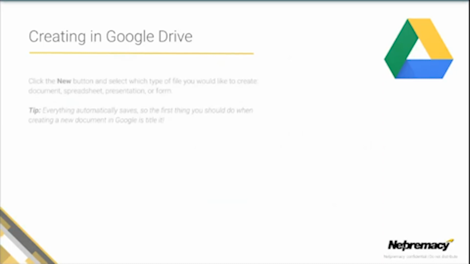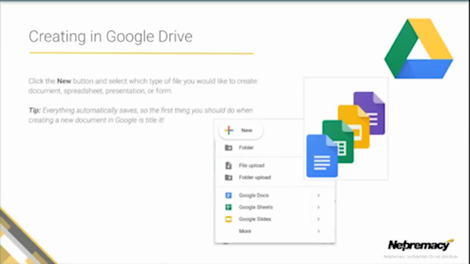When we look at creating files in Google Drive, again, we go to that New button. That New button allows us to create documents, spreadsheets, presentations, and forms. As a little tip, everything within Google Drive saves automatically. So the first thing that you should do when you're creating a new document is title it. Definitely give it a title and then start going to work on that new document.